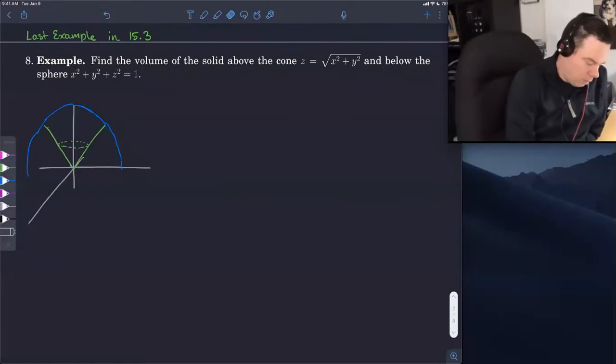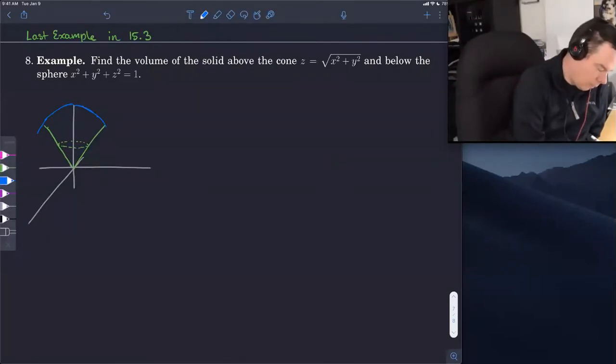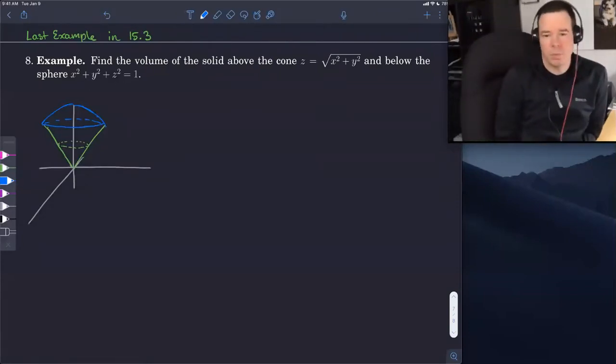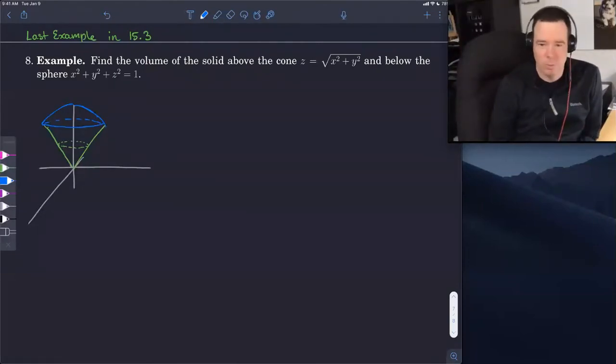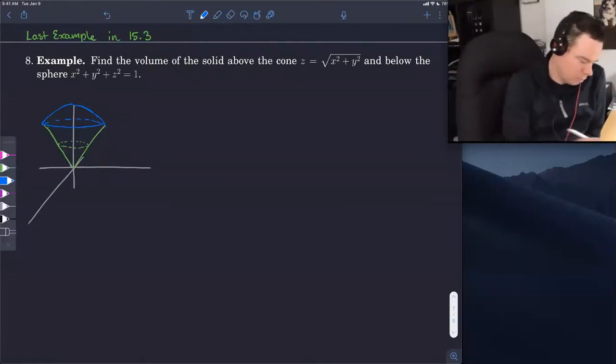Now we're only interested in what's going on above the cone and below the sphere, so I can get rid of some of this stuff on the sphere outside this region. And then we'll just focus on the part of the sphere that's sitting above the cone. So it's like this spherical cap that's sitting there. And that's the region that we want to find the volume of. It's sort of like an ice cream cone. We've got the cone and then the ice cream ball, or part of a sphere, up top.